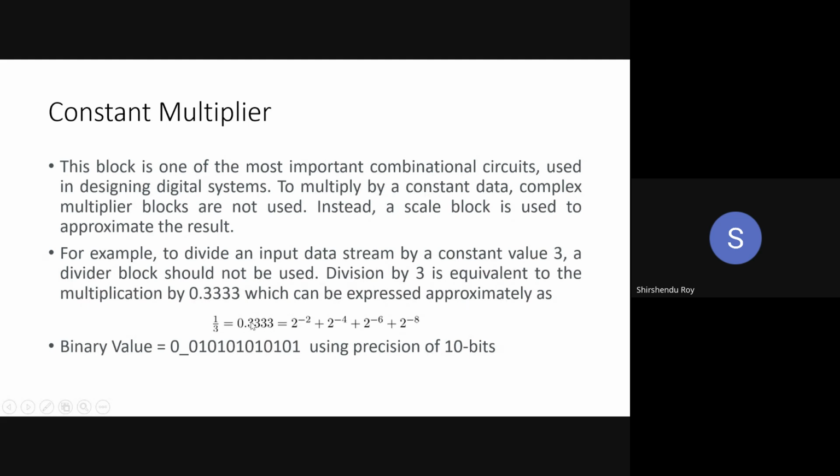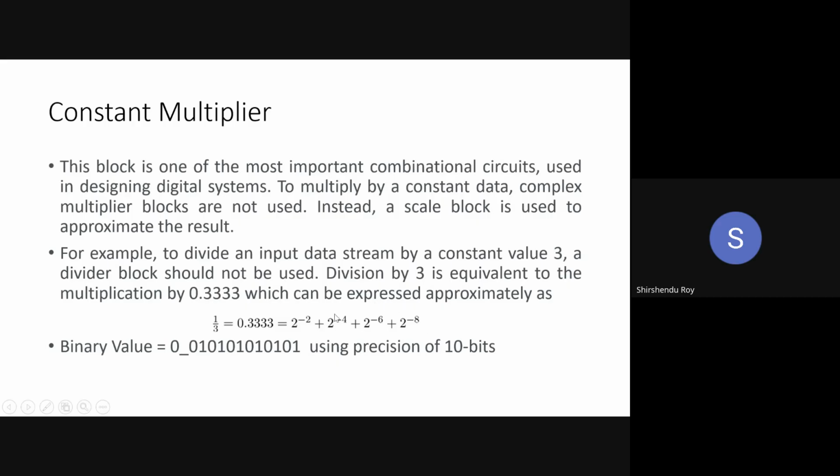Now, if we convert this to binary in terms of 10 bits or 9 bits, we can write 2 to the power minus 2, 2 to the power minus 4, 2 to the power minus 6, 2 to the power minus 8. In the representation, one term is missing, that's 2 to the power minus 10, because here I'm using 10 bits. This equation is for 9-bit precision. But in the next line, I have written that the binary of 0.333 is 0, 1, 0, 1, 0, 1, 0, 1, 0, 1, 0, 1, using a precision of 10 bits. So we will have another term here, that is 2 to the power minus 10.